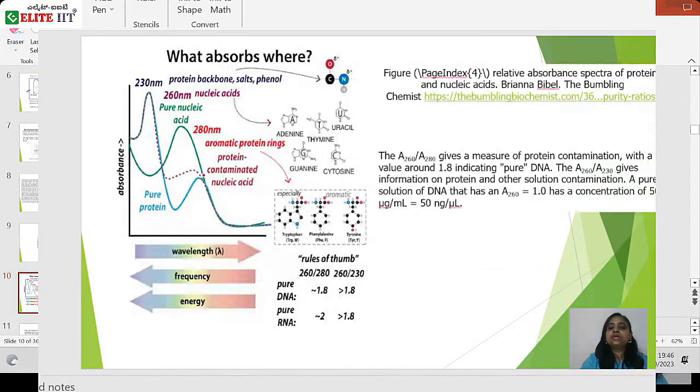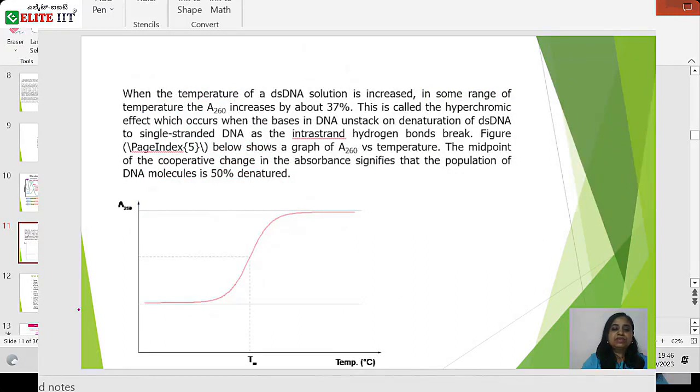Now we generally check purity of the DNA by checking this value, A260 divided by A280. It should be higher than 1.8. Okay, and another value at 230 is there. That is for protein backbone and salt, phenol. They can give you peaks at 230 nanometer, because the phenol extraction method is used. If you are using the phenol extraction method, phenol may give you a peak.